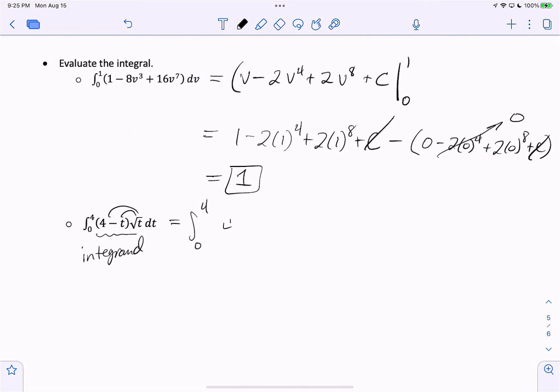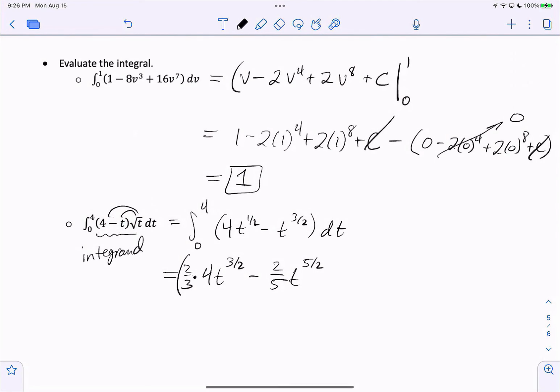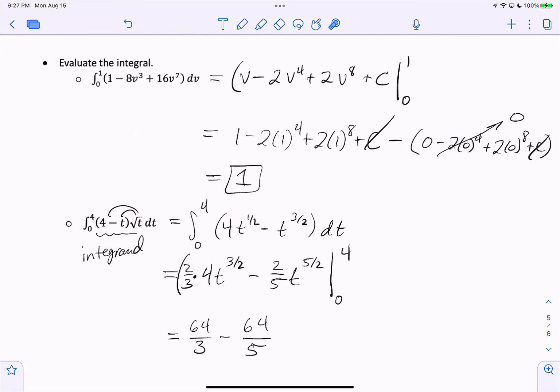I'm going to write it as 4t to the 1/2 minus t to the 3/2 because I'm going to use the power rule. And according to the power rule here, t to the 1/2 becomes t to the 3/2. I already had a 4, and then dividing by the new exponent gives 2/3 there, minus t to the 5/2 dividing by the exponent gives me a coefficient of 2/5. Open parentheses, vertical line, I'm evaluating from 0 to 4. I end up with 64 over 3 minus 64 over 5.